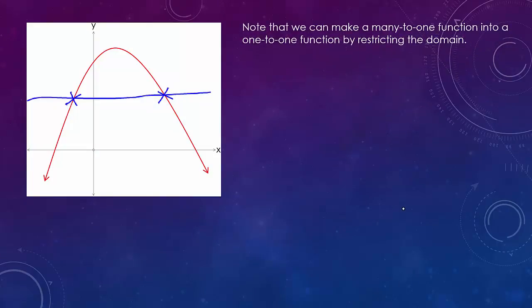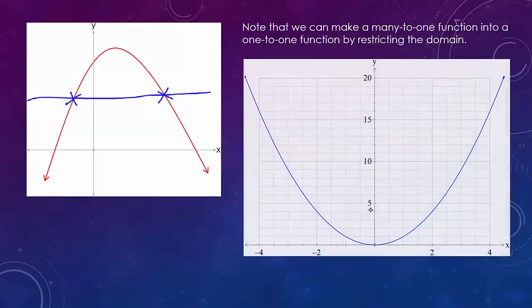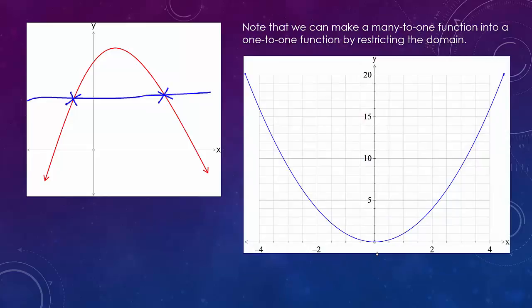However, we can make a many-to-one function into a one-to-one function by restricting the domain. So take this quadratic for example. We can see at the moment it's many-to-one. If we have f of x is x squared, where x is any real value, that's a many-to-one function.